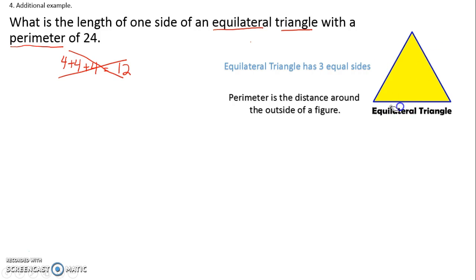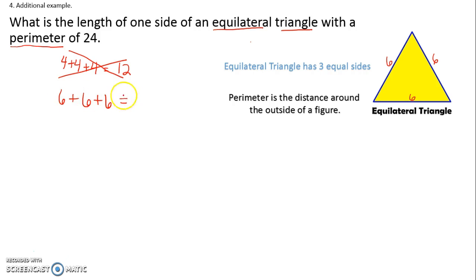So 4 was, let's see, too small because once we added those 4s together, we only came up with 12. We need to get all the way to 24. Maybe if we try 6. If that side is 6, that side must be 6, and that side's 6. Okay, let's find the perimeter here by doing 6 plus 6 plus 6 to find the total distance around, or the perimeter of that equilateral triangle.